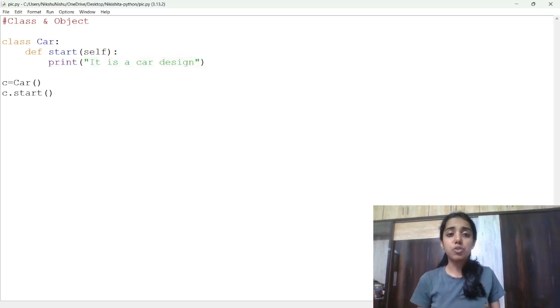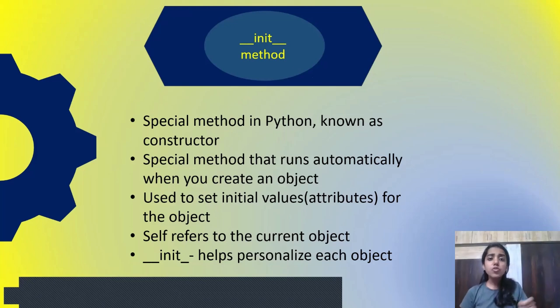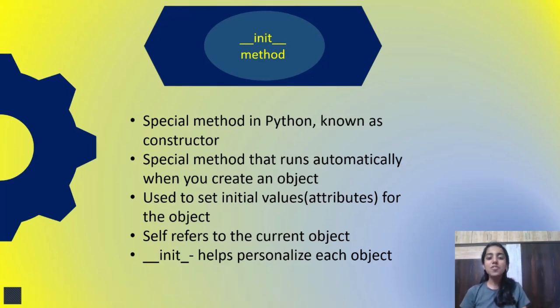Now let's move further. Alright, so how do we give our car its unique features like model and year? That's where the magical constructor method comes in. The syntax of constructor method is double underscore init double underscore. It's like a welcome ceremony for every object. As soon as you create an object, this method is automatically called to assign the values. Think of it like setting up a new phone. Choosing the wallpaper, name, and ringtone right after unboxing.